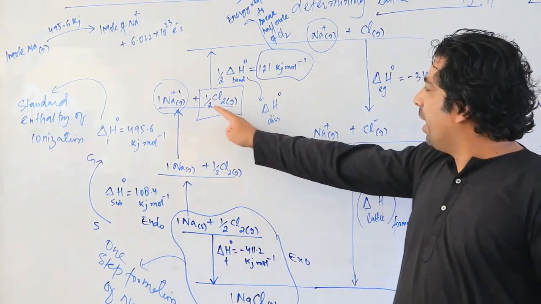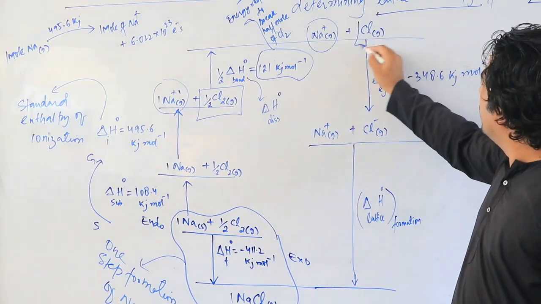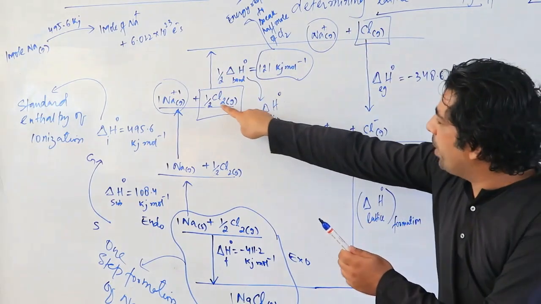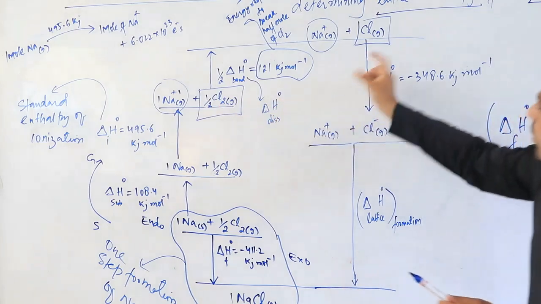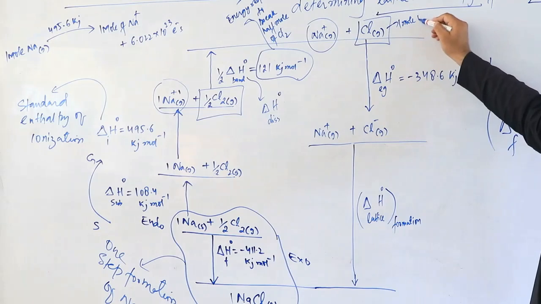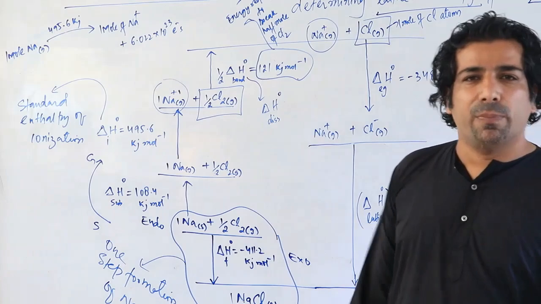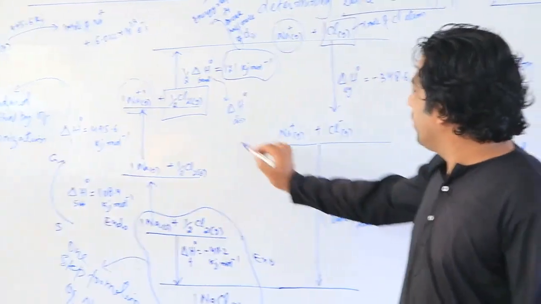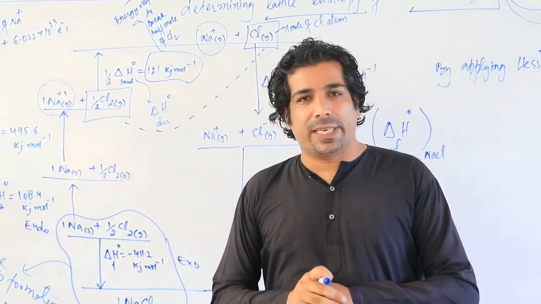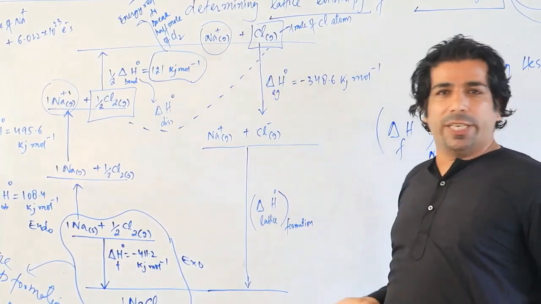Now when you break half mole of Cl2, my dear friends, try to understand. When you are breaking half mole of Cl2, you will get 1 mole of chlorine atoms. So you are getting 1 mole of Cl atoms, chlorine atoms. When you break half mole of Cl2, you are getting, my dear friends, 1 mole of chlorine atoms. Correct? Now, sodium is in ionic state, that we have already done.